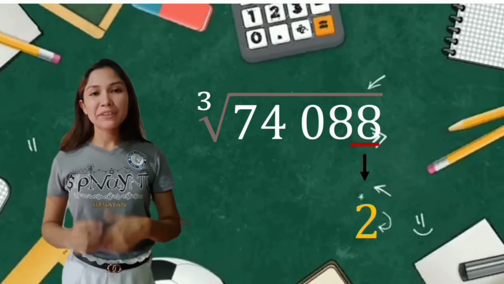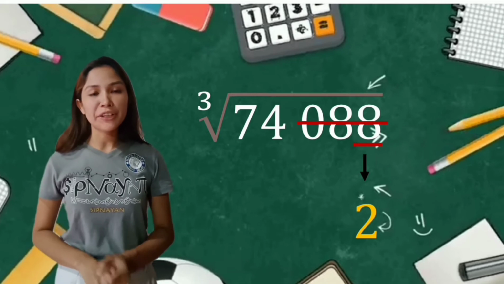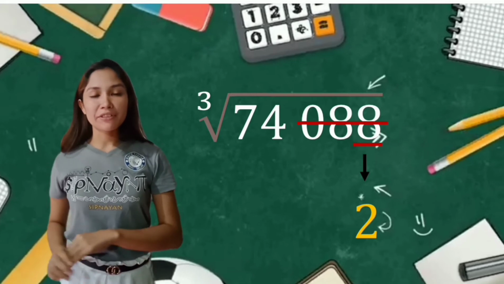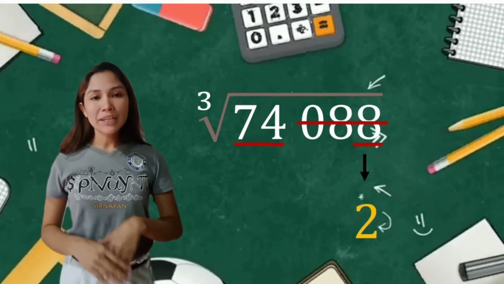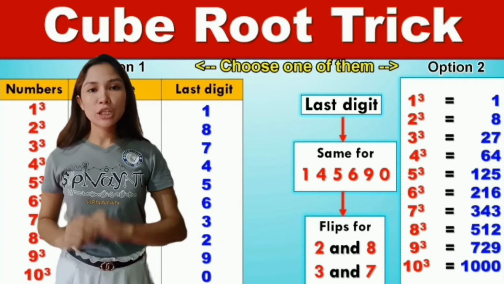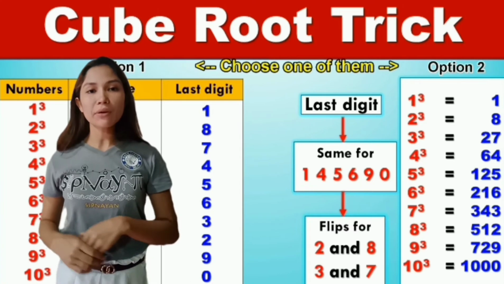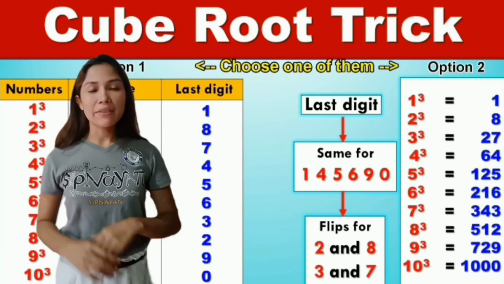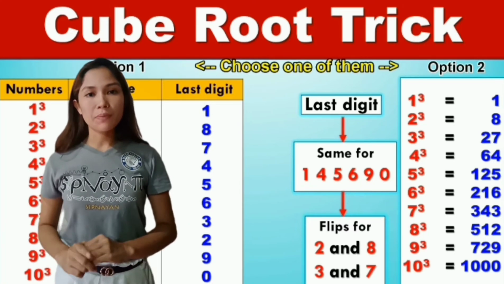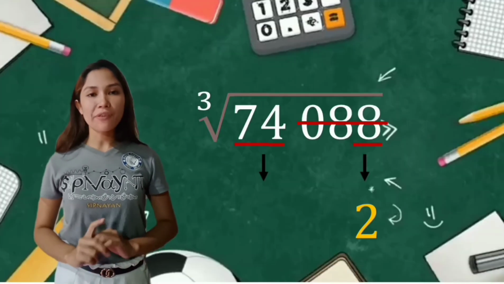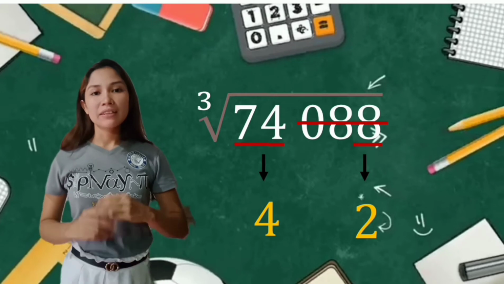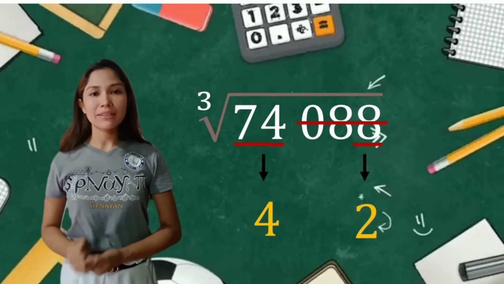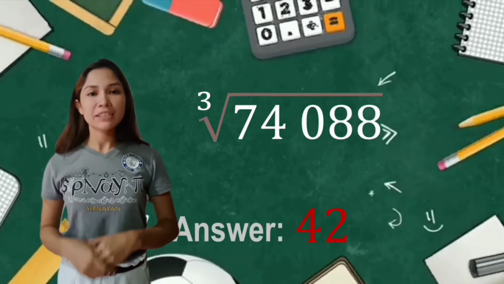Next, ignore the last 3 digits of our number and take a look at the remaining number, which is 74. Then, looking at the table, the closest cube to 74 without going over is 64, and that is 4 cubed. Therefore, the first digit of our answer is 4. So we have the cube root of 74,088 is 42.